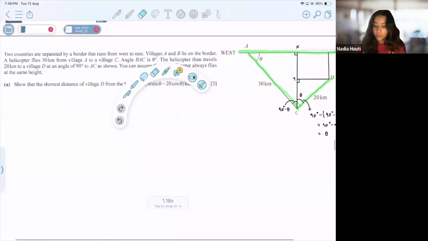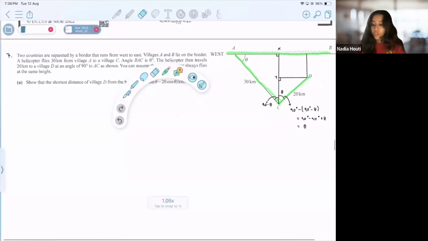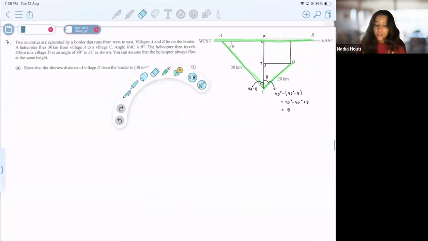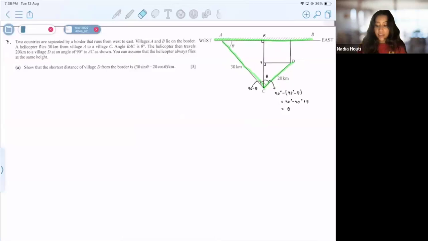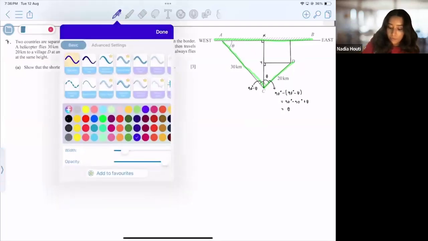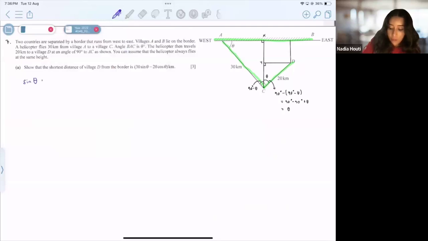So let's attempt the question. Looking at triangle XCA, sine theta, remember, is opposite over hypotenuse. So sine theta: the opposite will be XC, the hypotenuse will be 30 kilometers. So we know that XC is equal to 30 sine theta.